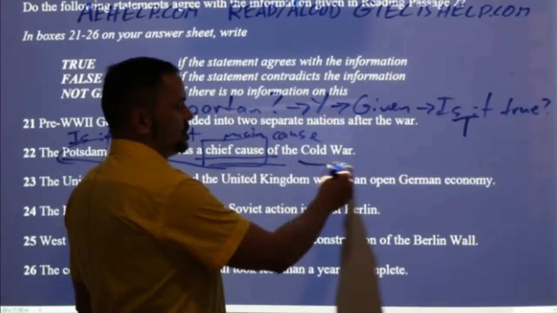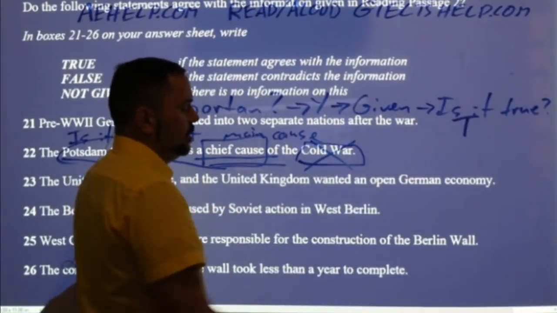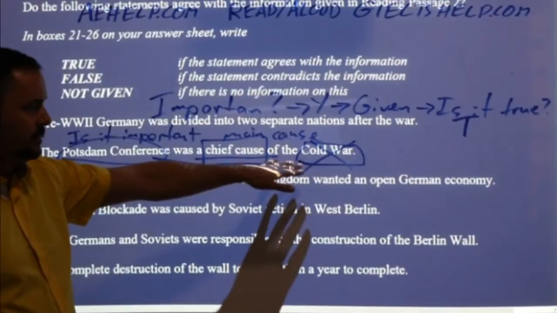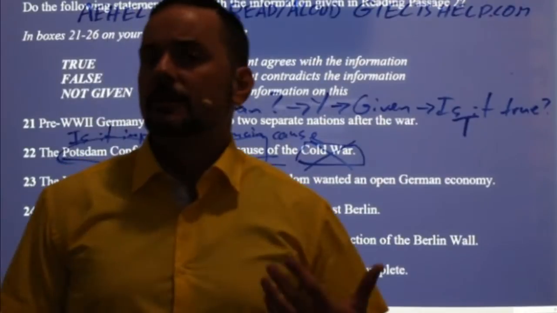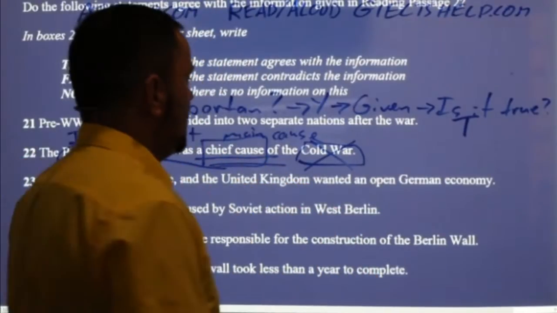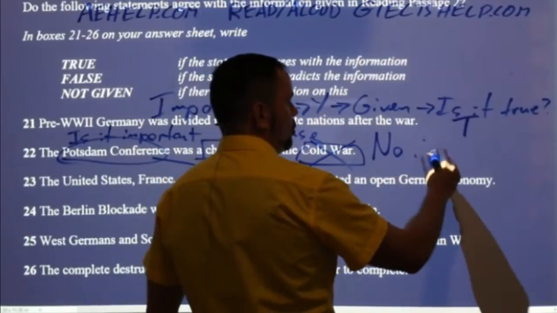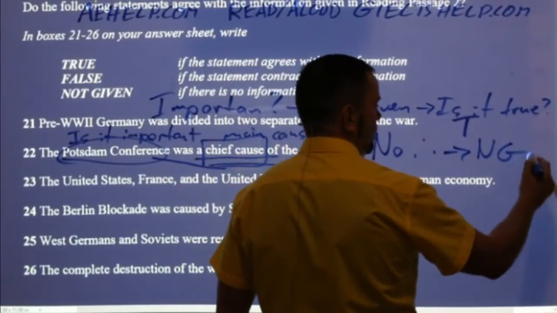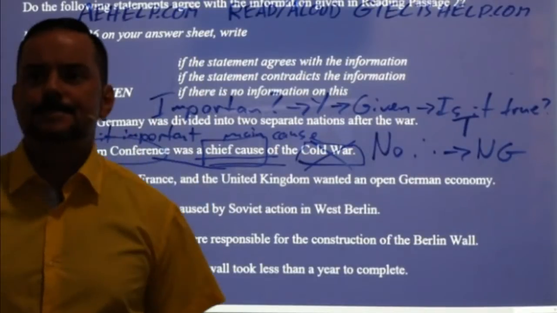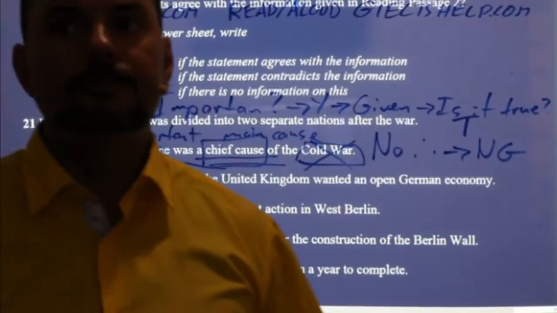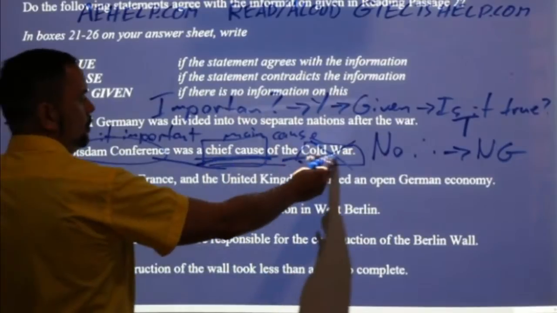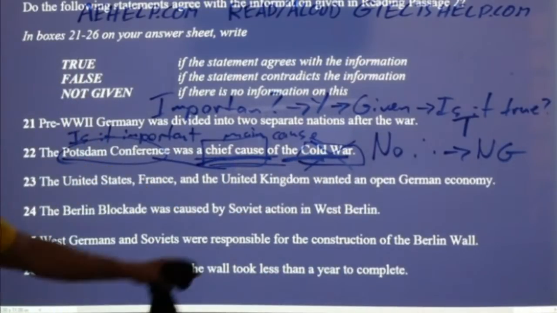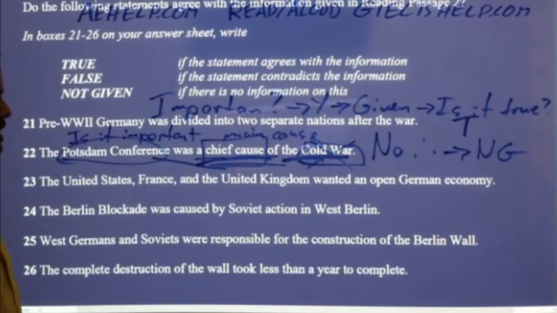This passage is not about the Cold War. The Cold War is mentioned briefly, but it's not the focus of this passage. The focus of this passage is Berlin from 1945 to 1990. So the answer is no, therefore it's not given. And a lot of you said that. A lot of you said, nope, it's not given. The key is here in the chief cause, Cold War. Too much detail. We didn't get into that much detail about the Cold War. What was the cause of it? What wasn't?